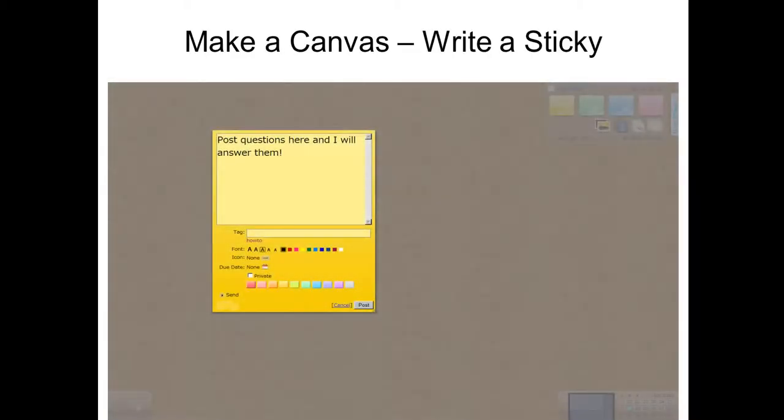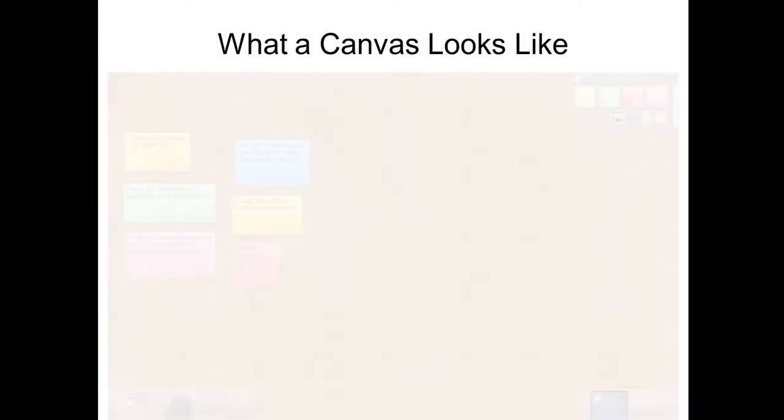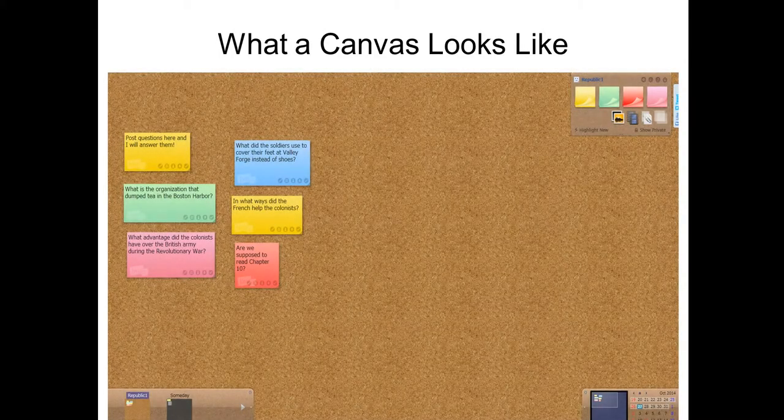So here's what my canvas looks like. This is my first sticky. So you can control what color the sticky is. This one's yellow. I can tag what it is that I post so people can find it. My first sticky that I posted on the canvas is, post your questions here and I will answer them. So this canvas is for students who might have questions. So in my hypothetical world, I'm teaching United States history, and you'll see that some of my students got on and posted questions that they want me to help them answer.